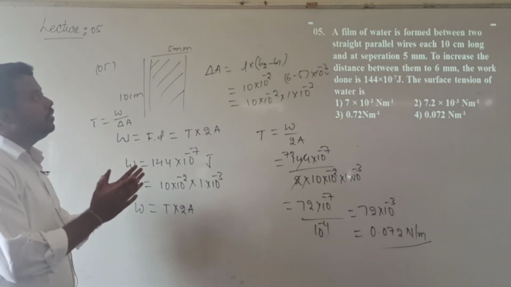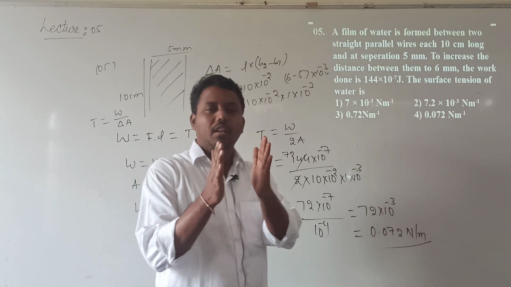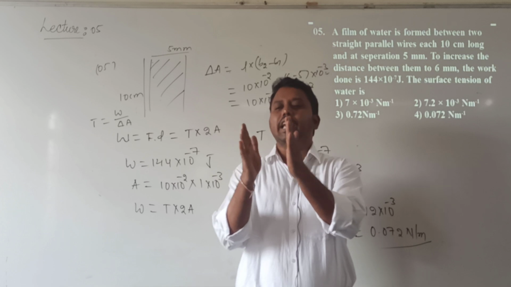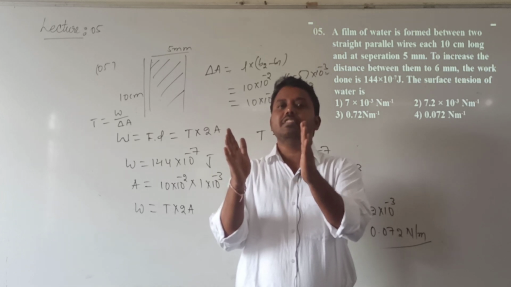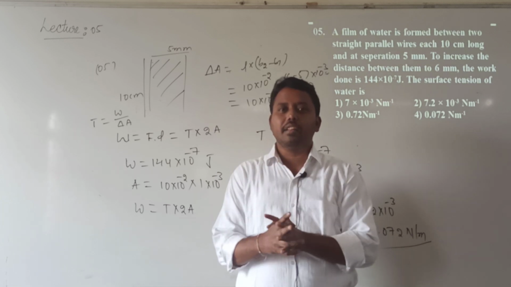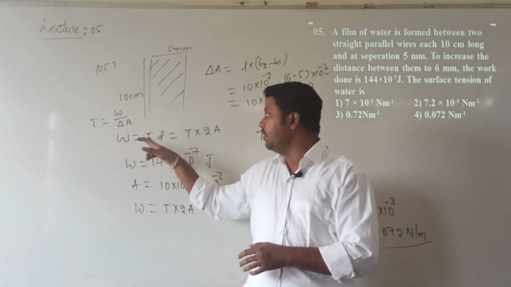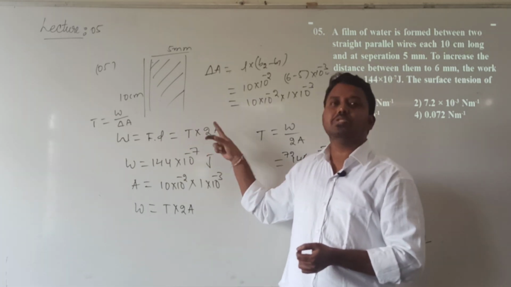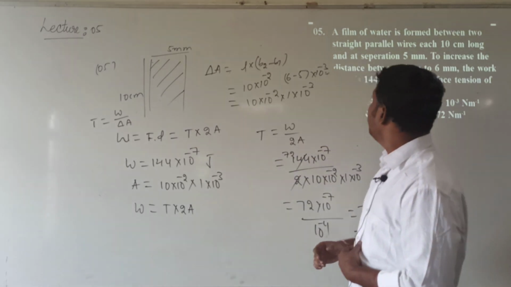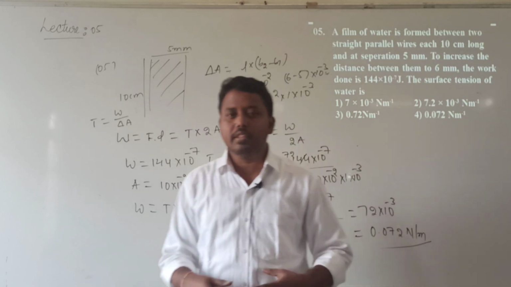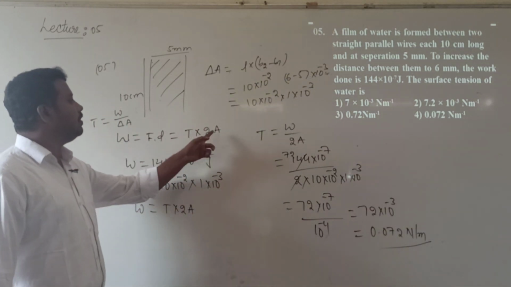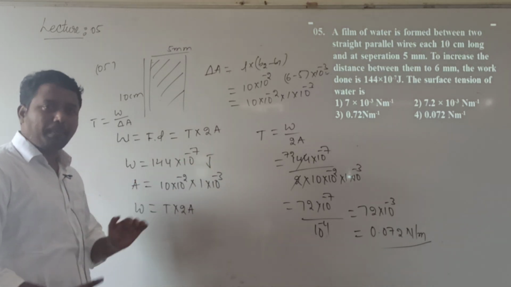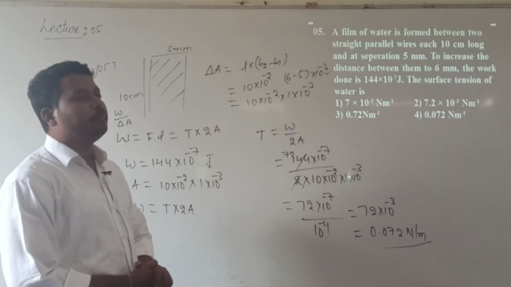Initially, one film of water is there between the two wires, and the wire length is given. In order to increase the thickness of the film from 5 mm to 6 mm, surface tension opposes us in increasing the surface area, so we need to do some work. That work done is surface tension into change in area. Why do we write 2? Because two faces are there, so 2 into A. They gave the values of W and A, asking us to calculate T, and we calculated the value of T. So this is question number 5.